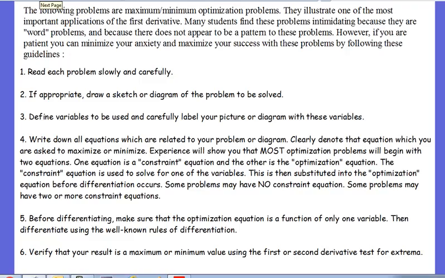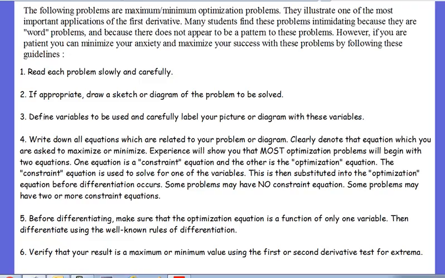Relax. So the following problems are maximum minimum optimization problems. They illustrate one of the most important applications of the first derivative. Many students find these problems intimidating because they're essentially word problems, and there does not appear to be a pattern to these problems. However, if you are patient, you can minimize your anxiety and maximize your success with these problems by the following guidelines. This is what you need to write down.